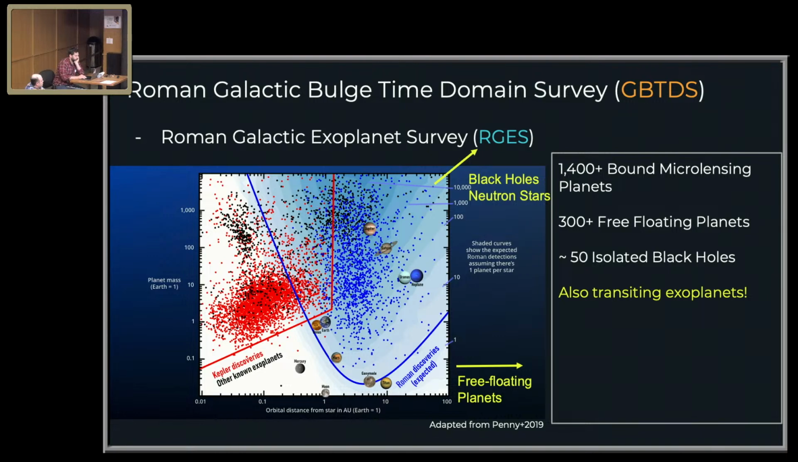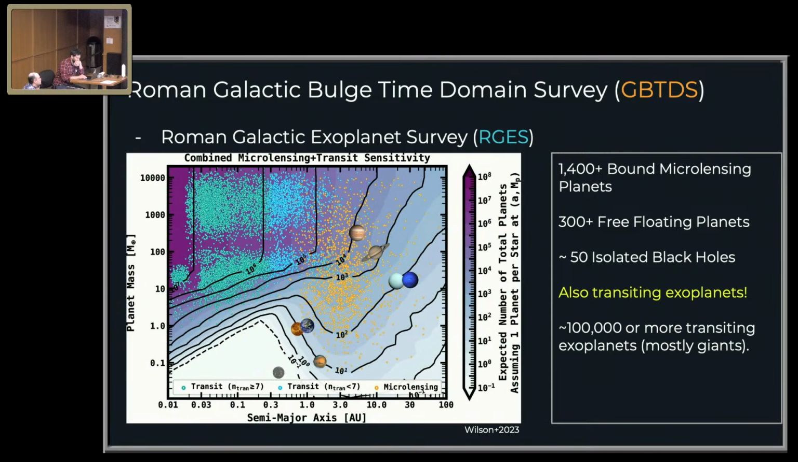So free-floating planets and black holes don't really have a nice place on a plot like this, but I just kind of drew arrows pointing to where they would live. Free-floating planets, of course, don't have a semi-major axis. They'd be off to the right, compact objects off to the top right.